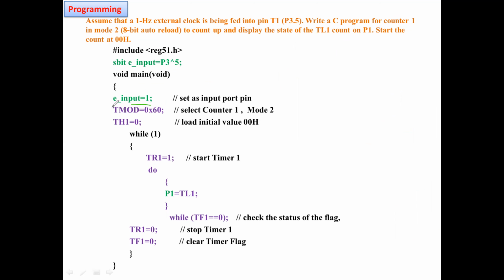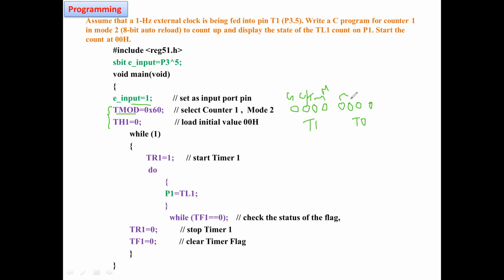Now I'll start the counter. First I'll initialize the counter. How will I initialize it? Take the TMOD register. In the TMOD register, I have 8 bits. Just like we already discussed, 4 bits are for timer 1 and 4 bits are for timer 0. We have the gate bit, the counter or timer bit, and this is for mode.